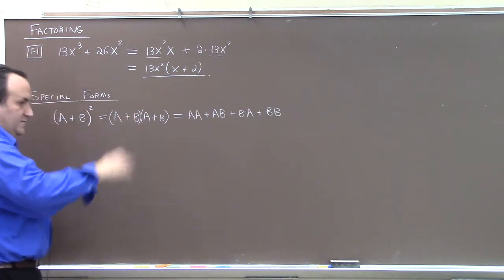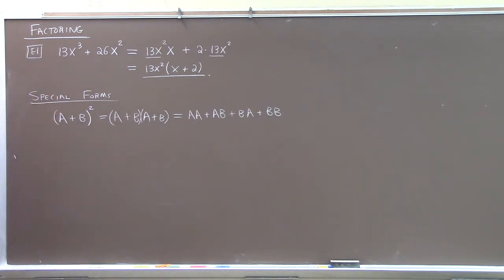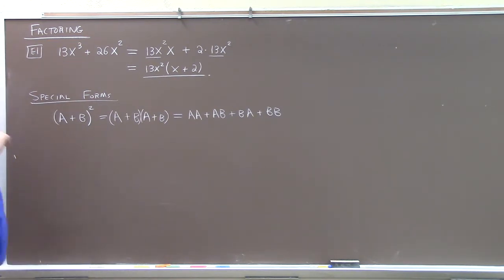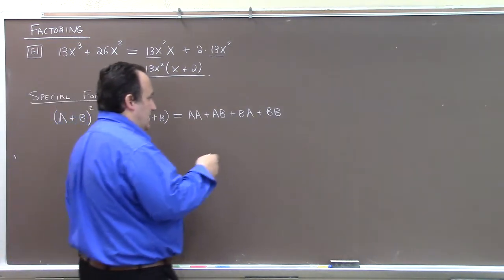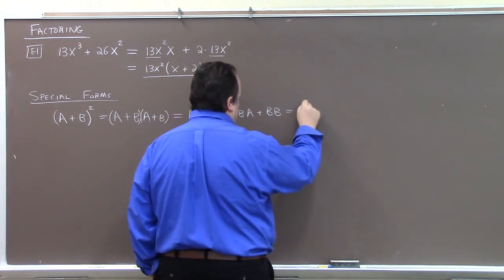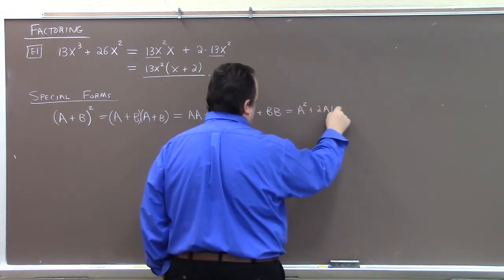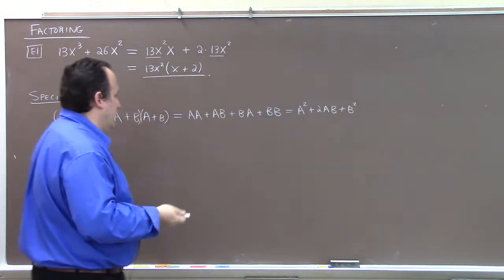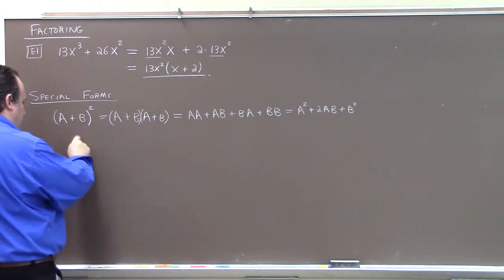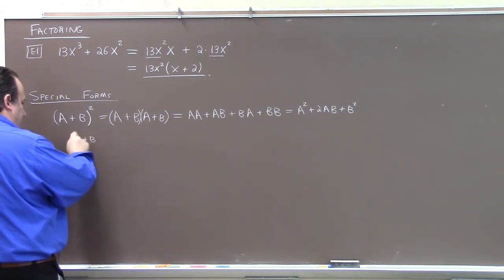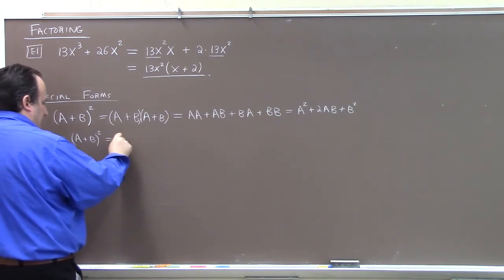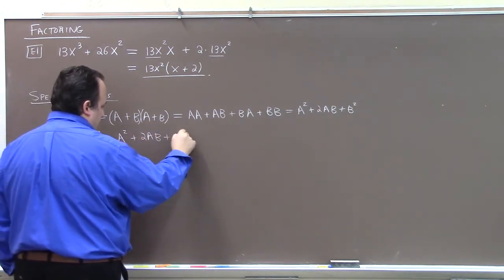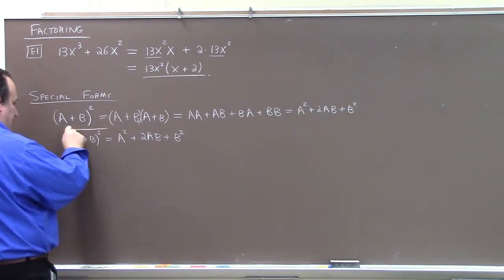Just FOIL it, whatever you want to call that, right? But what is that? Well, ab and ba are the same, right? Because a and b commute, assuming they're numbers. So what we have here is a squared plus 2ab plus b squared, right? So this is one of our special formulas. We have a plus b squared is a squared plus 2ab plus b squared. So that's a nice pattern to know about, okay?